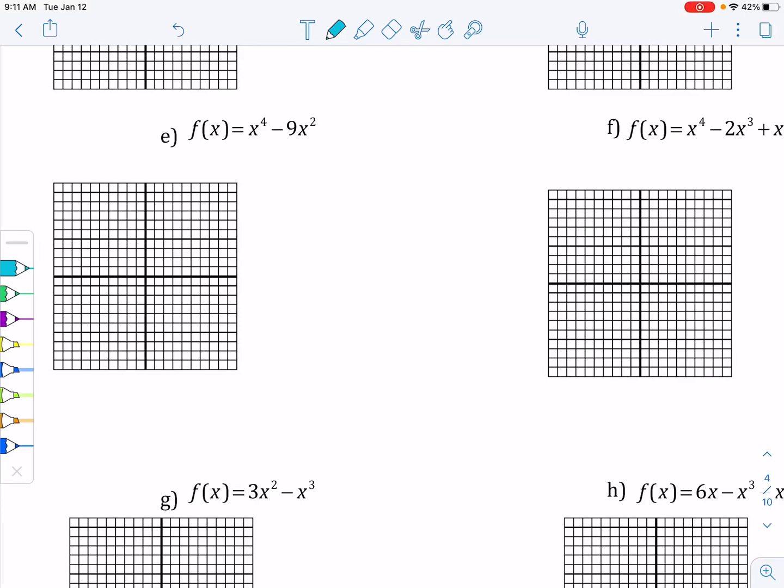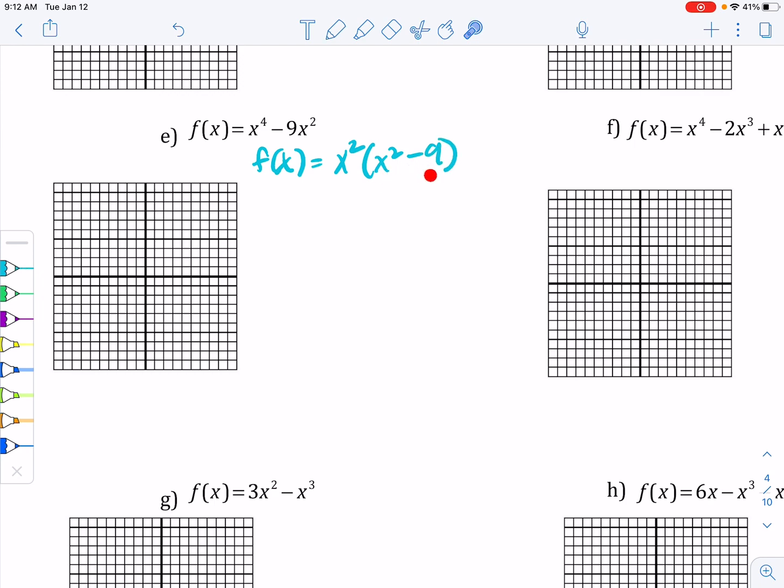This one is a little different than the ones that we had before because it's not in factored form. But notice I have a common factor here, so I can factor out our common factor. We have a common factor of x squared, so I'm going to take out that x squared first. So when I take out x squared, remember you're really dividing. So I'm doing x to the fourth divided by x squared, which gives us x squared, and then negative 9x squared divided by x squared, which gives us negative 9.